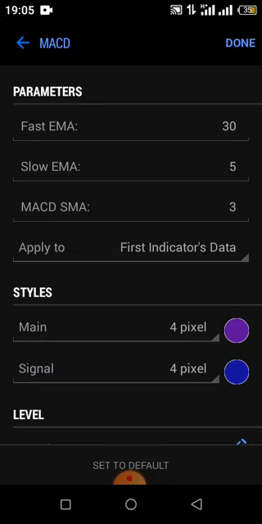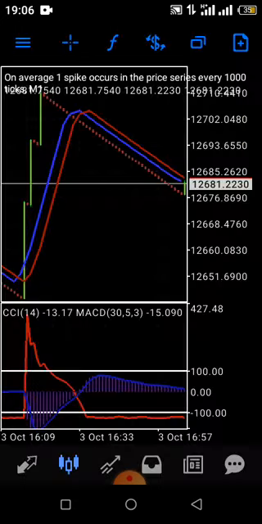Then apply to first indicator's data. For the styles, the main and the signal both should have 4 pixels. The first one can have purple, and then the last one should have blue. Then you press done, and you basically have a chart that looks like that. I'm aware there are people that have a white background, but apart from the white background, this is what you get to see on the chart.